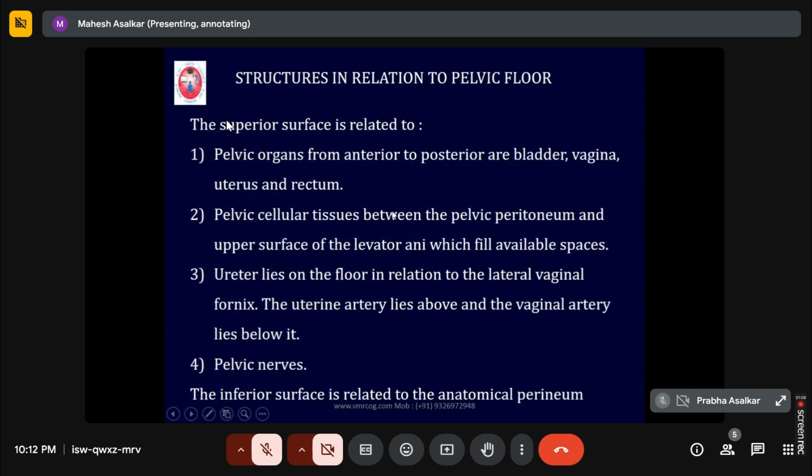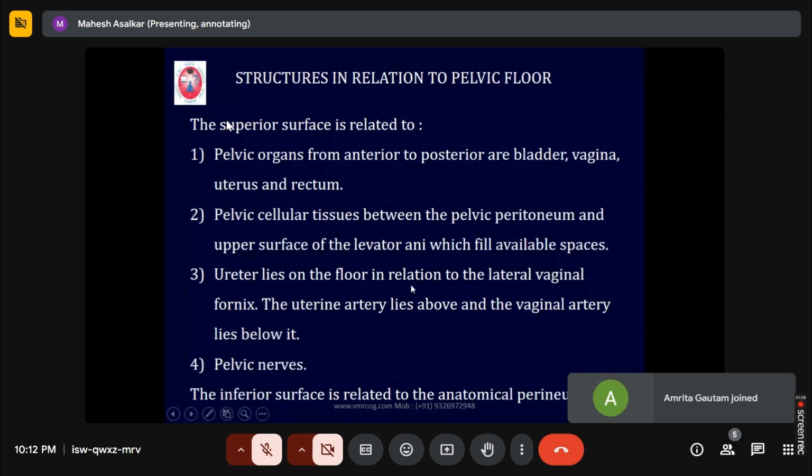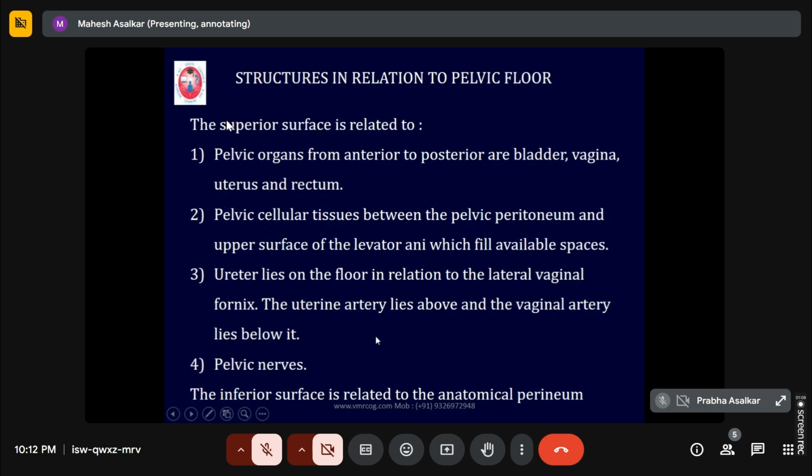Now, structures in relation to the pelvic floor. The superior surface is related to the pelvic organs. From anterior to posterior, you have the bladder, vagina, uterus, and rectum. Pelvic cellular tissue lies between the pelvic peritoneum and the upper surface of the levator ani, which fills the available spaces. Then the ureter lies on the floor in relation to the lateral vaginal fornix. The uterine artery lies above and the vaginal artery lies below it. Then you have the pelvic nerves. The inferior surface is related to the anatomical perineum. So these are the relations of the pelvic floor.